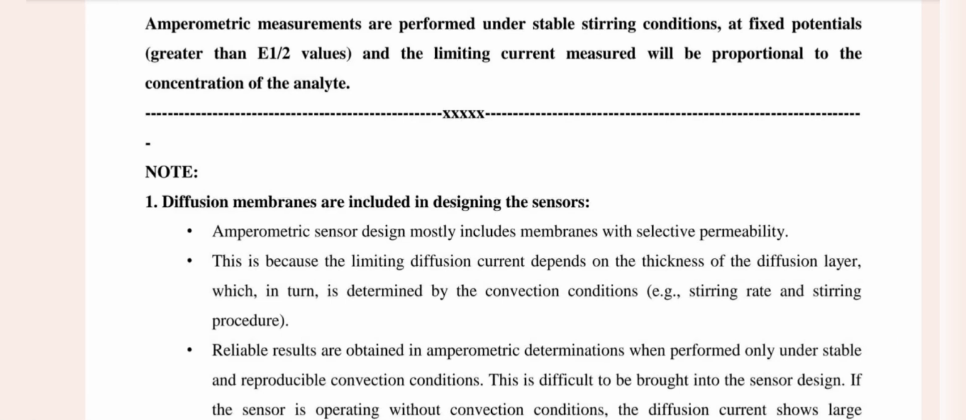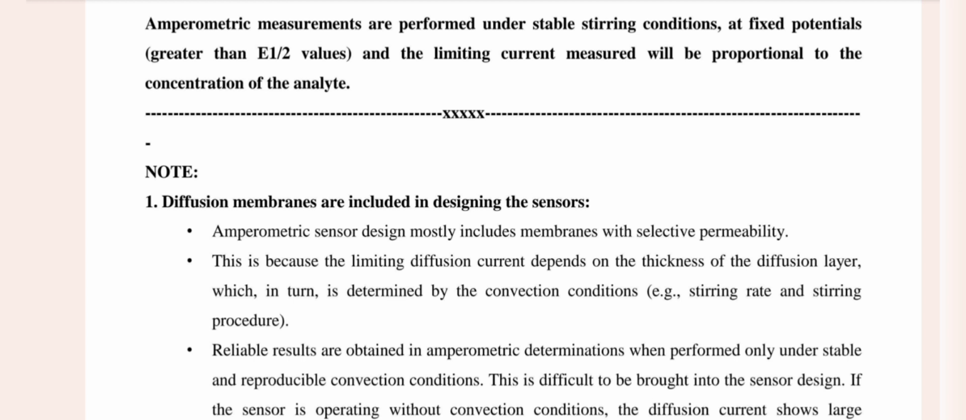Generally, if we analyze an amperometric sensor, the design mostly includes membranes with selective permeability. So, diffusion membranes are included in designing the sensors. This is because the limiting diffusion current depends on the thickness of the diffusion layer. We already know that the diffusion current depends on the diffusion layer thickness, which in turn is determined by the convection conditions.